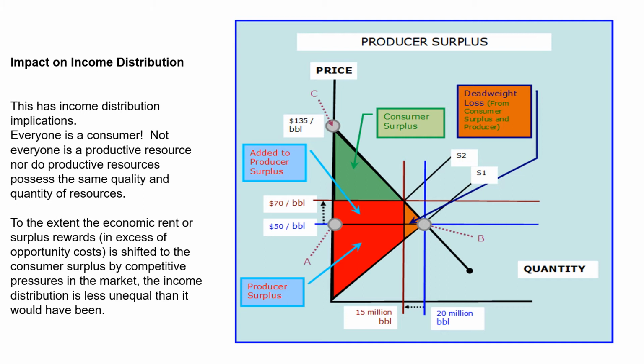So to the extent that the economic rent, or surplus rewards in excess of opportunity cost, is shifted to the consumer surplus by competitive market pressures, the income distribution is less unequal, it's more equal than it would have been otherwise. So what we're saying is that when we have competitive forces, increasing the consumer surplus and reducing the producer surplus, the net impact is that we are doing what? We're making that income distribution more equal. We're taking away some of that producer surplus. So this is a very, very key thing to keep in mind.